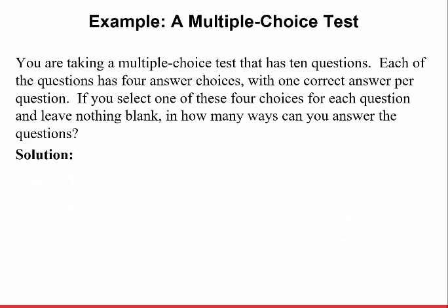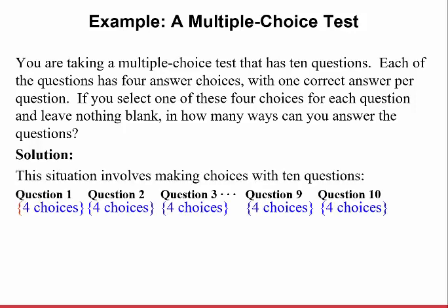Let's try this one. You are taking a multiple choice test that has 10 questions. Each of the questions has four answers, and one correct answer per question, so there are three wrong ones, one right one. If you select one of these four choices for each question and leave nothing blank, in how many ways can you answer the questions? How many different ways can you answer all the questions? Here's the thing: you have 10 questions. You've got to be careful not to go just 10 times four here.